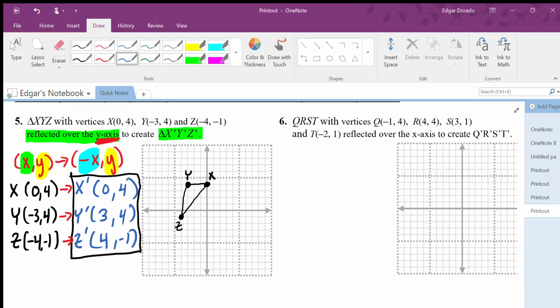Let's graph it. So 0, 4, and then 3, 4, and 4, negative 1. And there it is. Now, let me retry that last line. Definitely hard to draw on these computers. Alright, there we go. So this is going to be my x prime, my y prime, and my z prime.